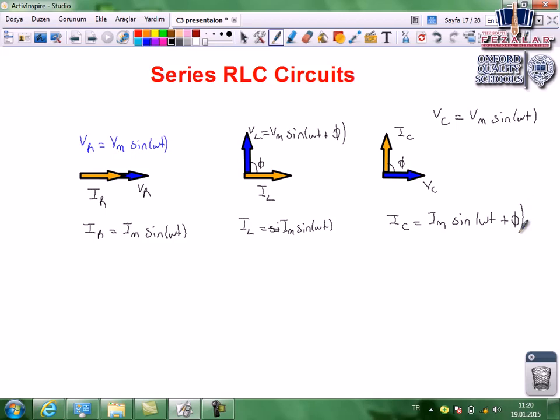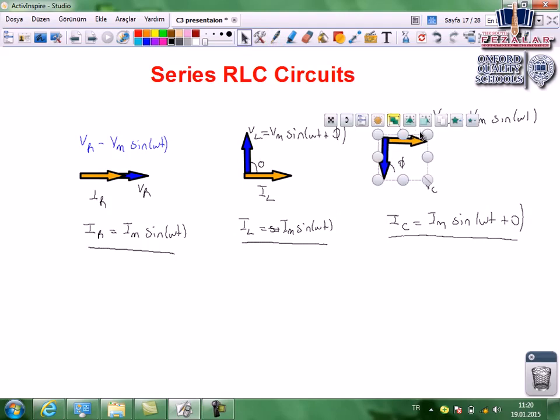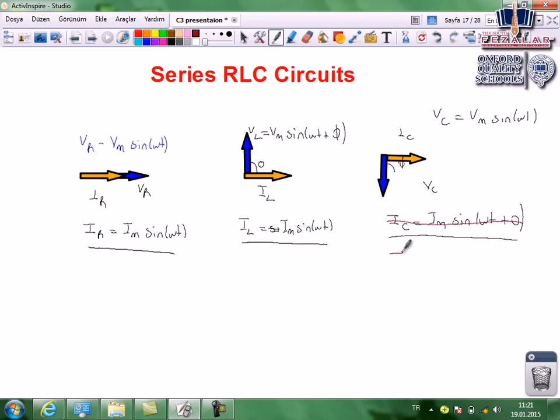But we know in series combination all of the currents are the same, meaning IR must be equal to IL, and also equal to IC. So I want to rotate this diagram and align all currents on the x-axis. Now I can write the current as, let's choose another pen, IC is I maximum sine omega t, because now IC is on the axis. As you see, all of the currents become the same.